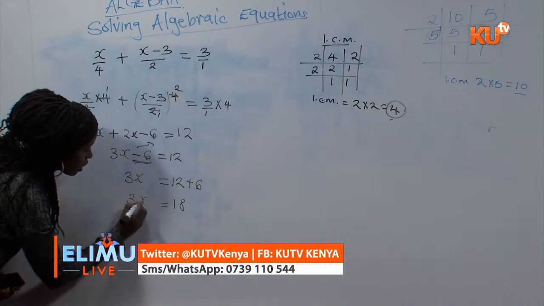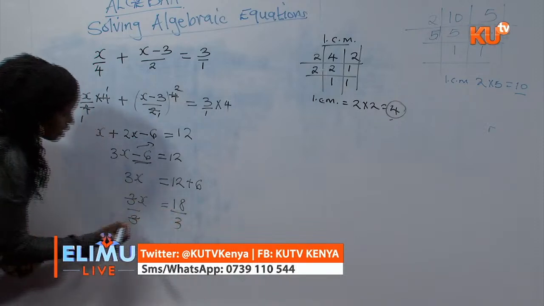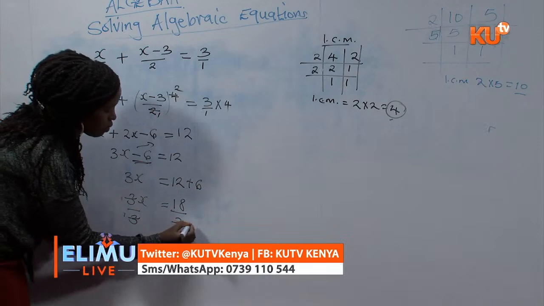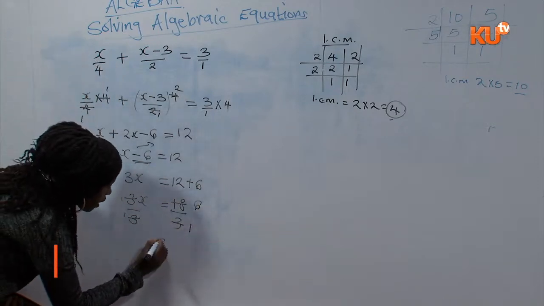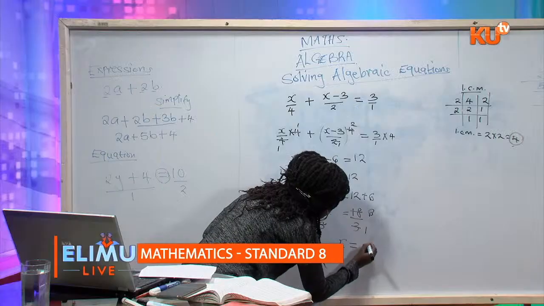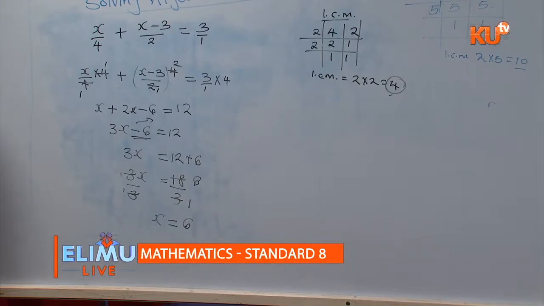And this side is 3x. So I divide by 3 on the other side. So by 3, 1, by 3, 6. So x is equal to 6. So the value of our x is 6.